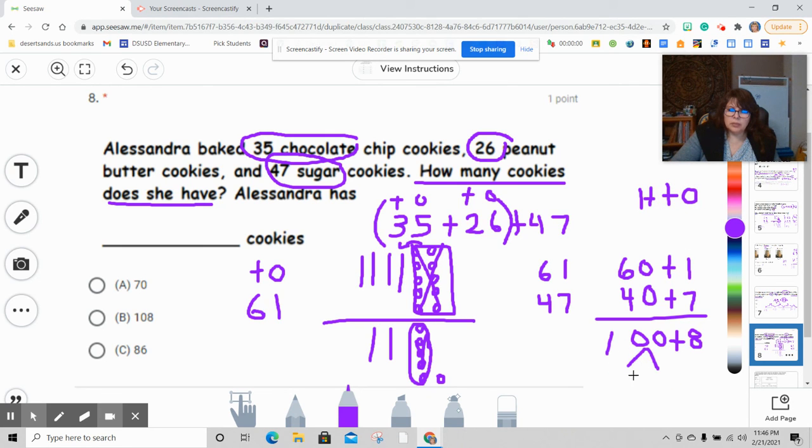If I wanted to break this one apart, I have 100 and I have 0 tens. So I have 108, which is my letter B.